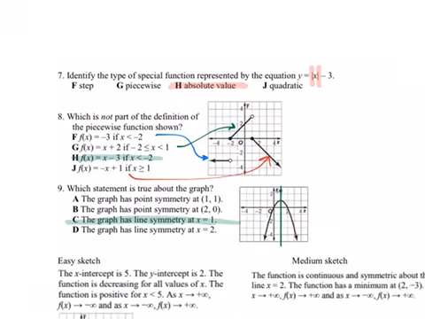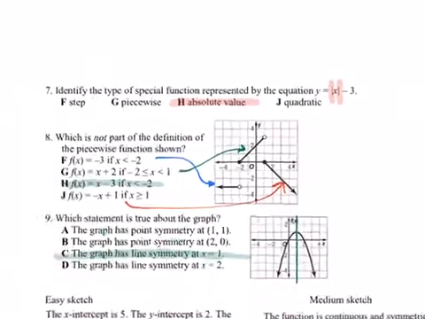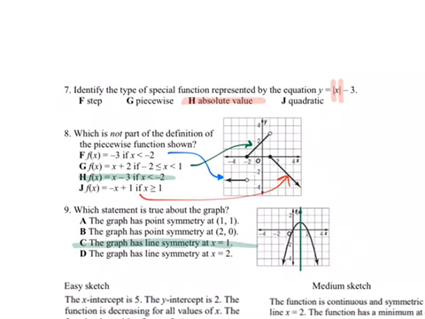Seven, identify the type of special function. When you see those bars straight up and down, that's an absolute value. It's the way it's always been, way back since your times in Algebra 1.